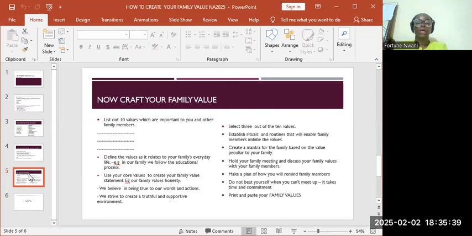Then make a plan of how you will remind family members. Your children or family members are not going to get it once. So you have to psych yourself up that I need to always remind them. We are not going to catch you saying, I told you, in this family, our value is honesty, so you must be honest. No, sir, that's not how we're going to go about it. You're going to psych yourself up that it's going to take a while. It's going to take time for your family members to get it. So you are going to act as the bridge that will help them get it.